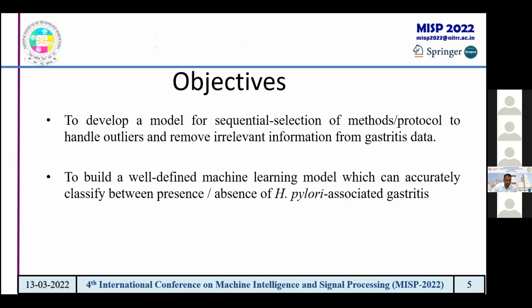The objective of this paper is to develop a model for sequential selection of methods or protocol to handle outliers and remove irrelevant features from this gastritis data, and to build a well-defined machine learning model which can accurately classify between the presence and absence of H. pylori associated gastritis.